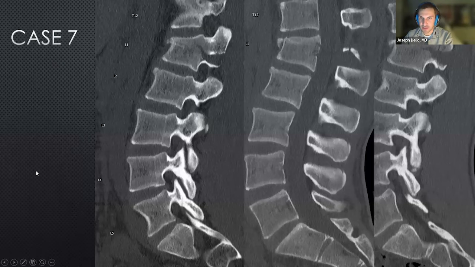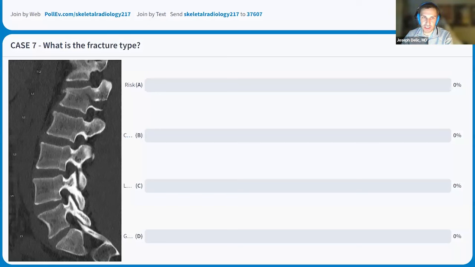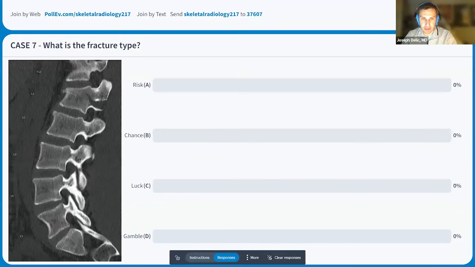All right, next case, right? Lumbar spine trauma. Here's a quick 3 slices going from one side to the other through the lumbar spine. And our question here is, what is the fracture type?